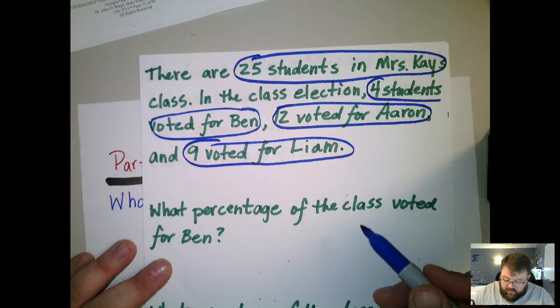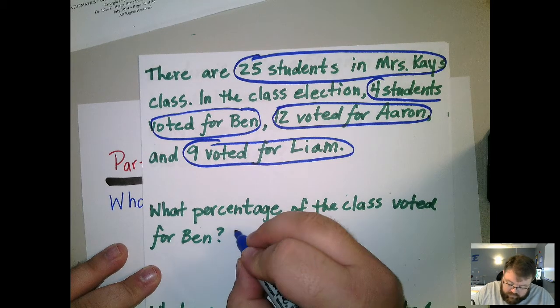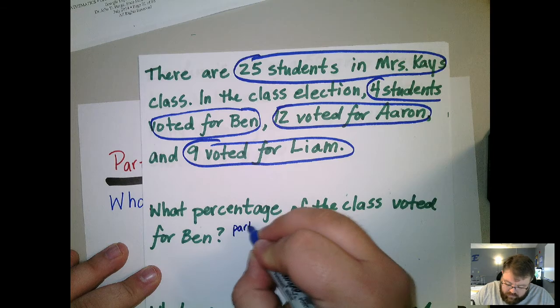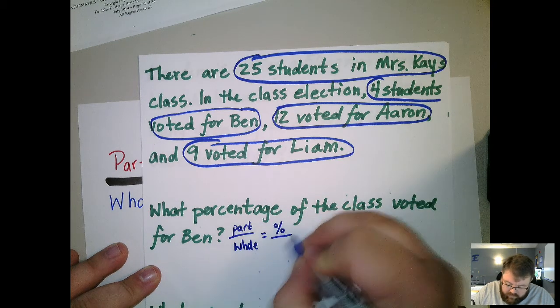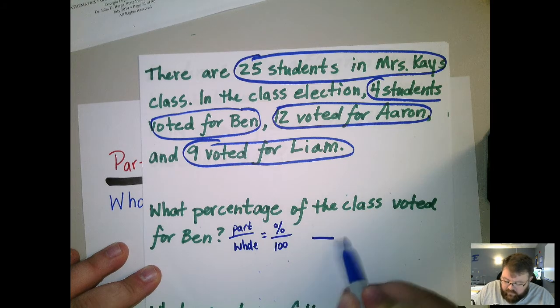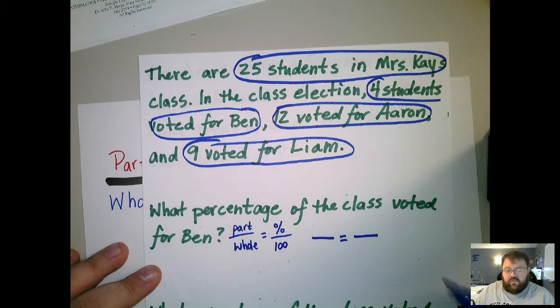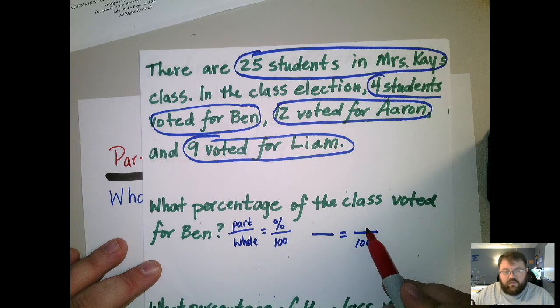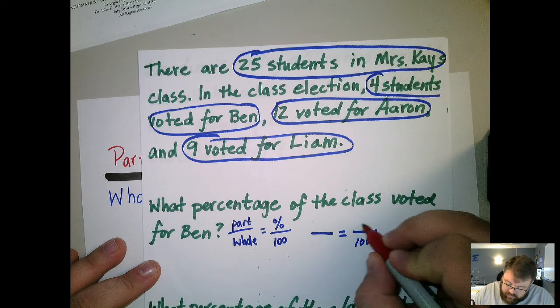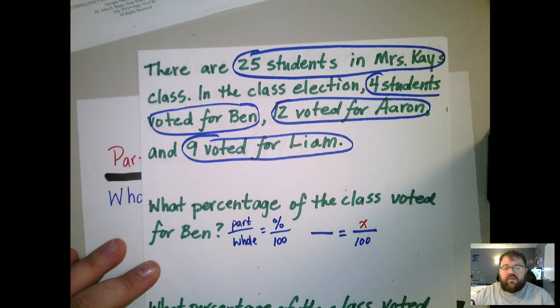Okay. Again, we're going to focus on part over whole equals percent over 100. I start off by line equals line. I put my 100 there because it will always be there. Next, do I have a percentage to place here? That's what I look for first every time. No, there is no percent, so I know that I'm going to make that my variable.